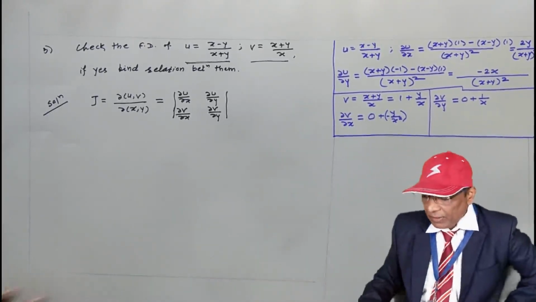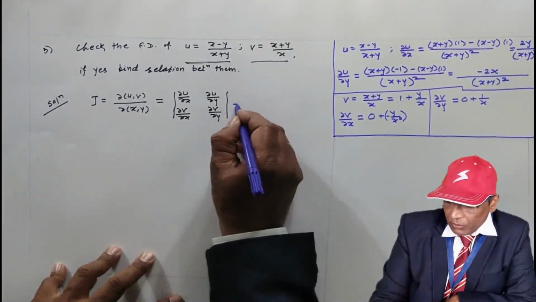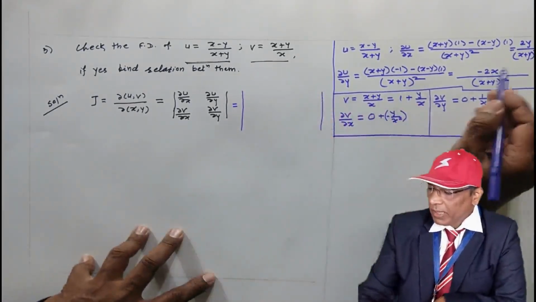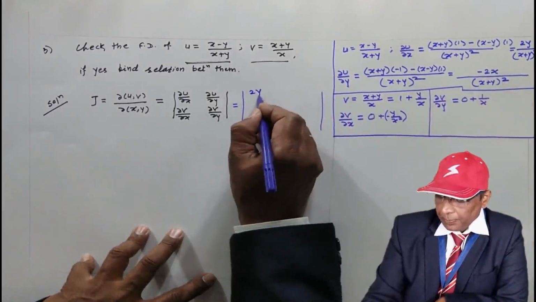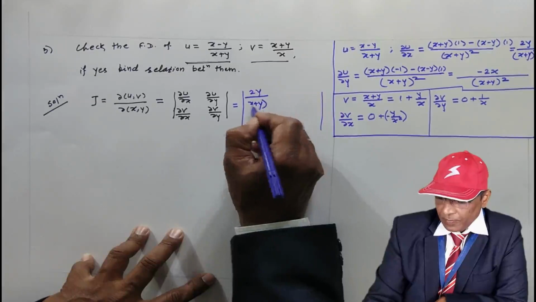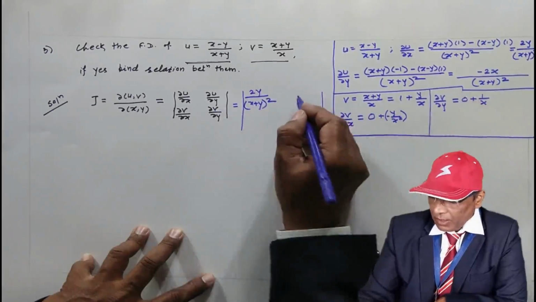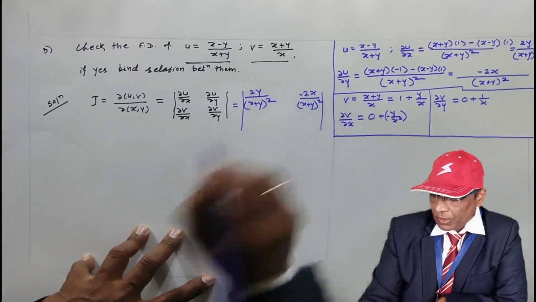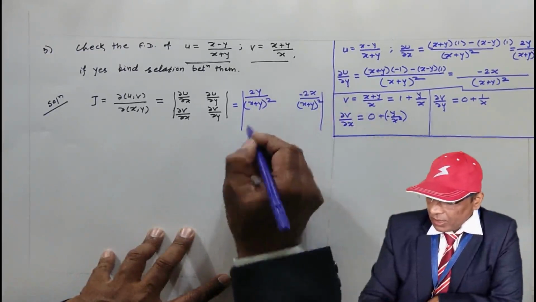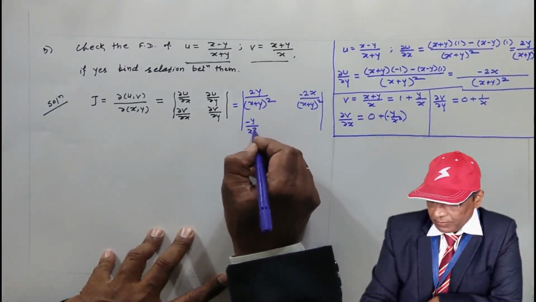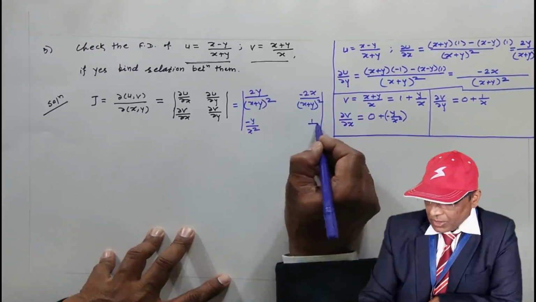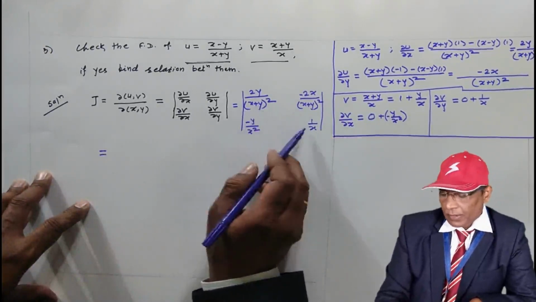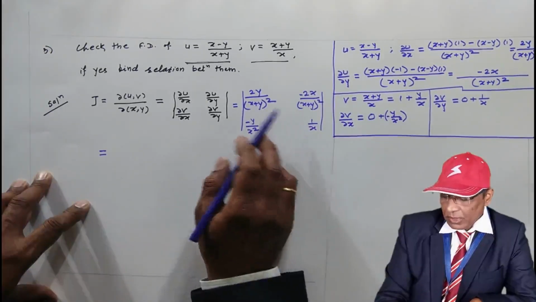Just quickly we found these four derivatives. Putting values of all those four derivatives here. What is del u by del x? It is 2y by x plus y square. What is del u by del y? It is minus 2x by x plus y square. Is it? Del v by del x is minus y by x square and del v by del y is 1 by x. Now we are going to solve the 2 by 2 determinant.